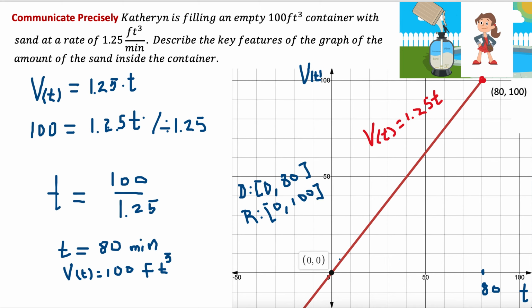And if you look at this function here, this function is increasing from 0 to 80, it is an increasing function. And the x-intercept is at 0 and the y-intercept is 0. Both of them are 0. The function doesn't have other intercepts. Those are the key features of this function.